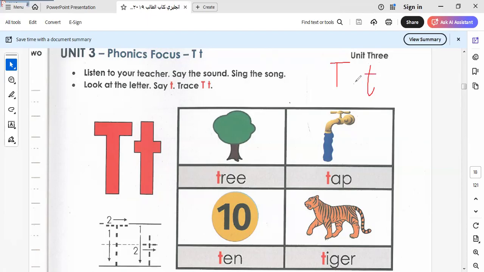Repeat with me: capital T and small t. Capital T and small t. We say tree, tape, ten, and tiger. I will repeat that a bit after me: tree, tape, ten, and tiger. Let's go to another item here in this unit.